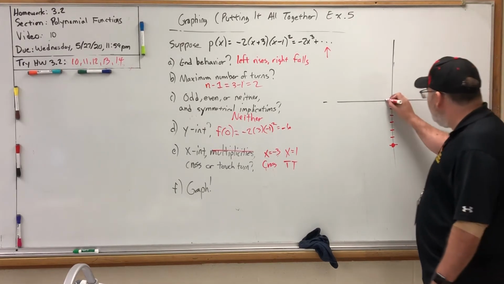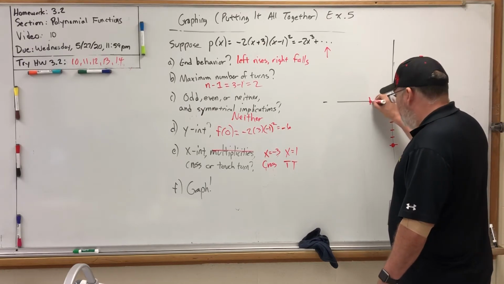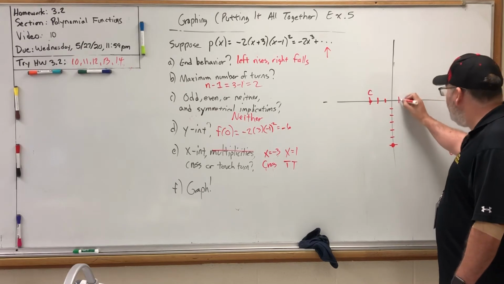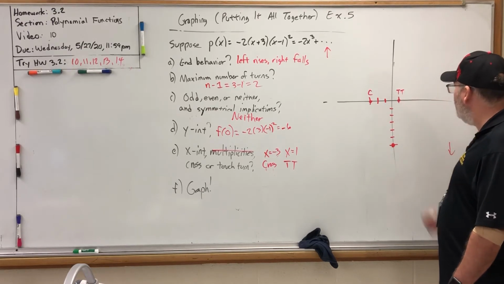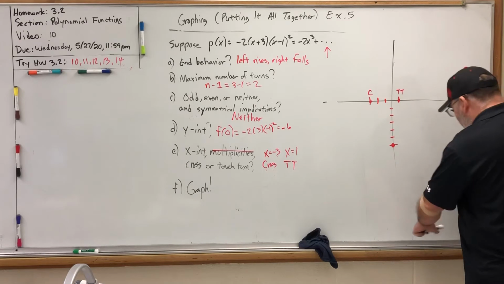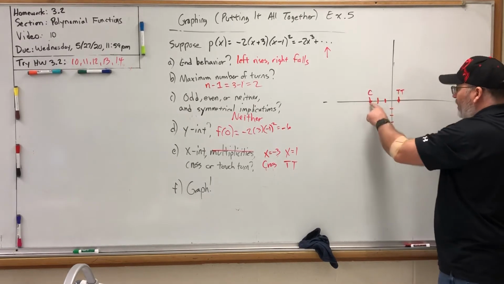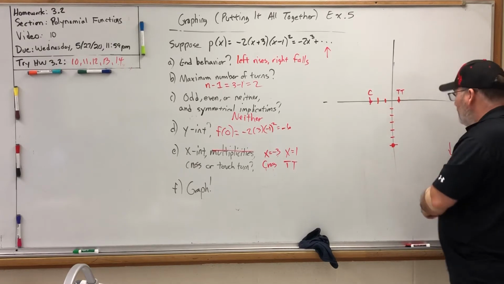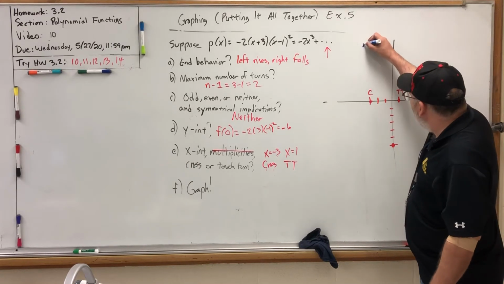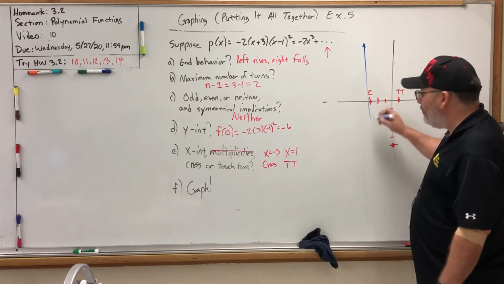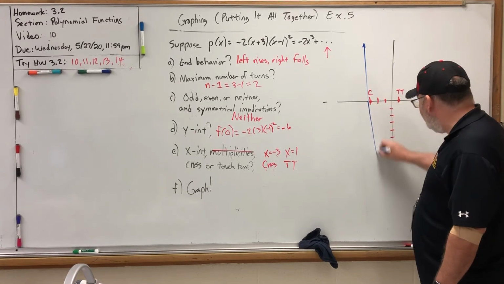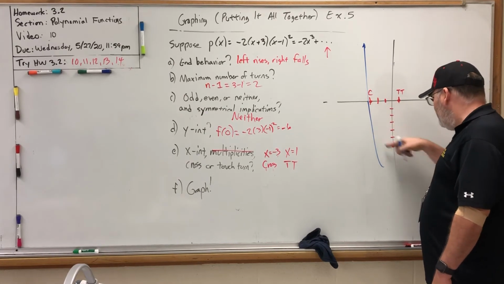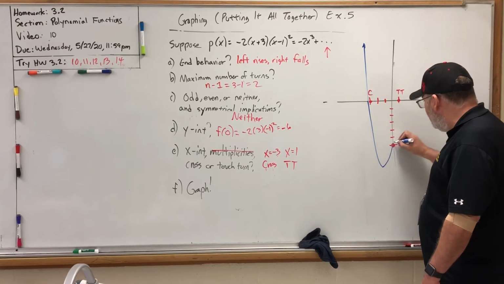At -3, the graph will cross, so we'll put a C there for cross, and at 1, the graph will touch and turn. So we must start high, cross, hit the y-intercept, touch and turn, and then come back down. Based on what I personally know about third-degree polynomial functions, I know this is going to dip down before it crosses here. But without further information, you can just touch it and turn at the y-intercept if you like.